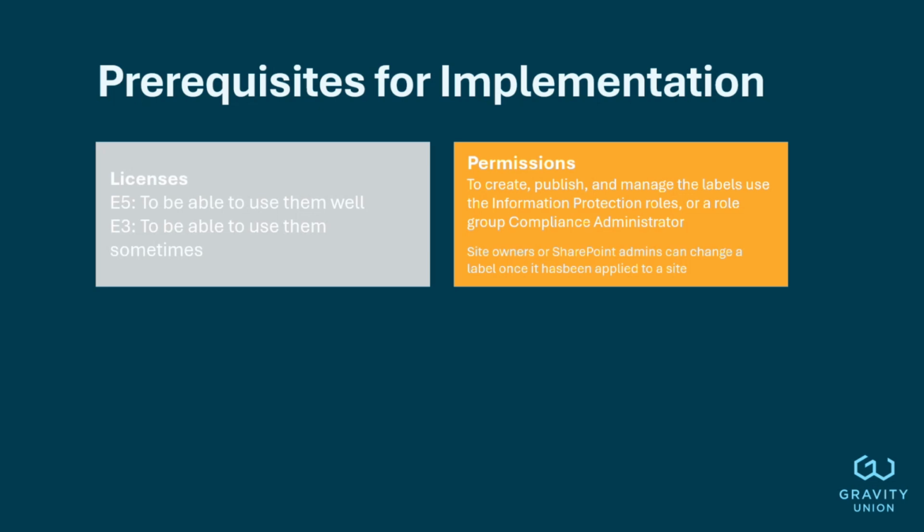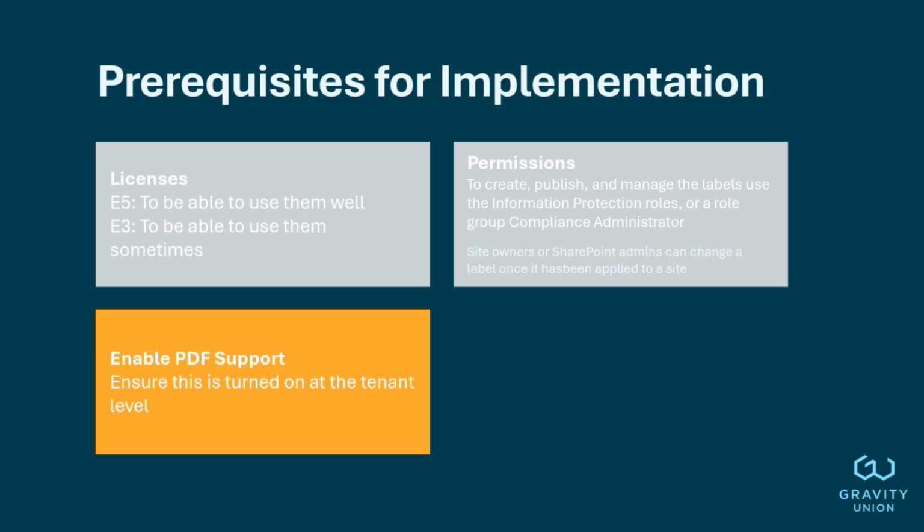And then in the fine print as well, just be aware that site owners and SharePoint admins can change a label once it has been applied to a site. So that manual application permission is available in the default permission groups of the SharePoint sites. So as I've said many times, configure those directly.